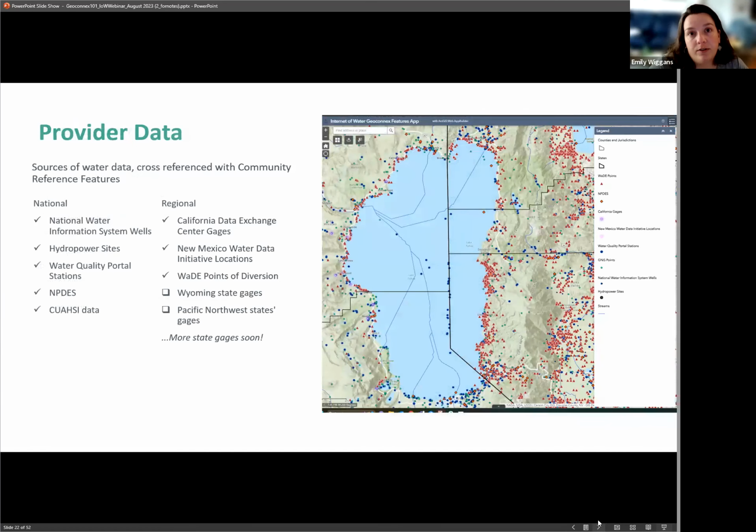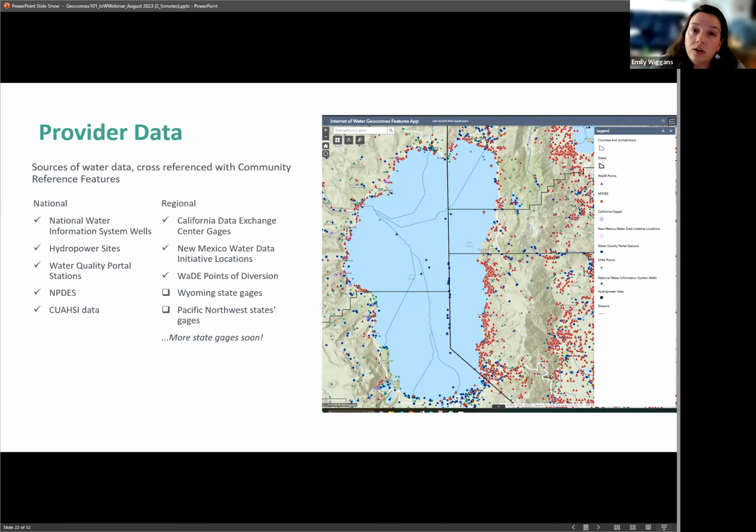In addition to the reference features, we also have provider data. Provider data are sources of water data that are cross-referenced with the community reference features that refer to other water data in the landscape. So at a national scale, we have the National Water Information System wells, hydropower sites, Water Quality Portal stations from the EPA, and then NPDES, or the National Pollutant Discharge Elimination System. That's an EPA data set that tracks all of the places where pollutants are discharged in the US.